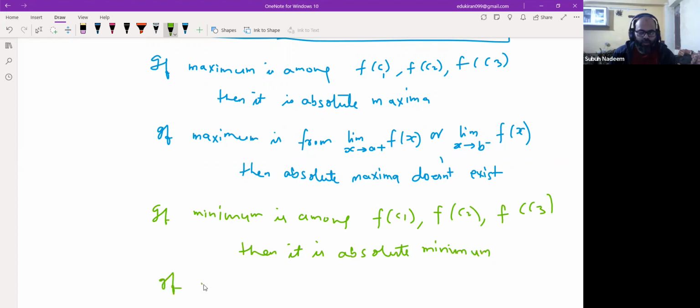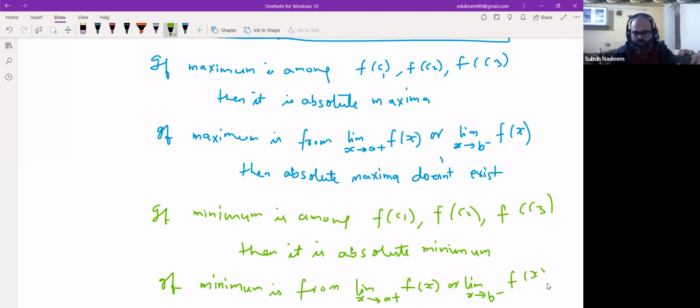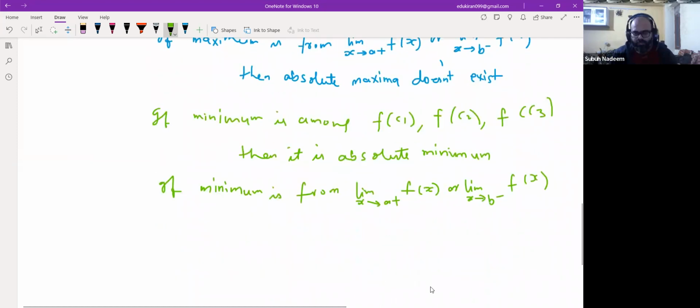If the minimum is from limit x approaching a plus f(x) or limit x approaching b minus f(x), then again we will say that absolute minima does not exist, because that value is not in the interval.